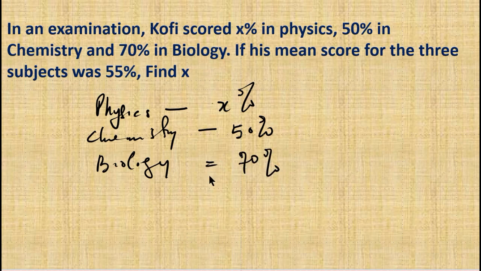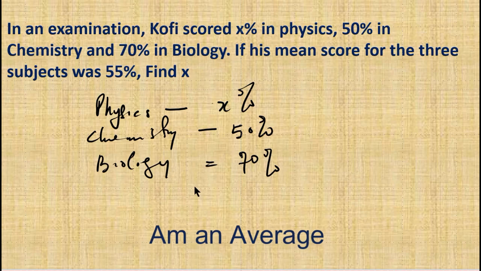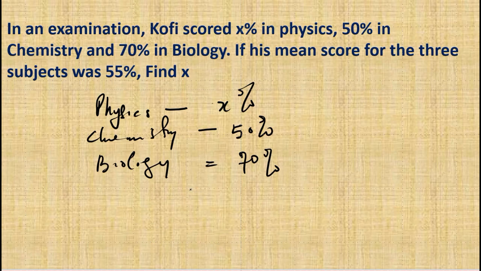Now, the mean is actually a measure of central tendency. And what does the mean say? The mean says I'm an average. Anytime you see mean, remember average. Average is simply the summation of everything divided by the total number of occurrence. Now, we have 3 occurrence.